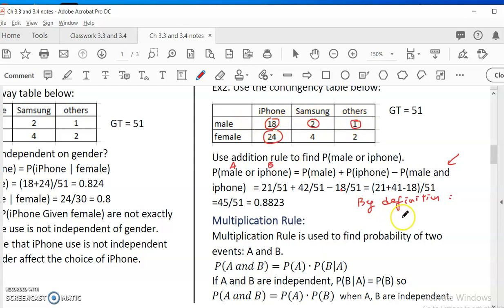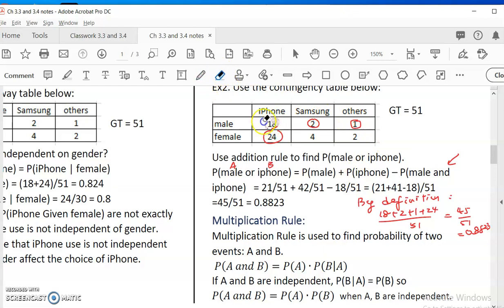Add all the circled numbers together. So that's 18 plus 2 plus 1 plus 24 over the grand total of 51. You'll see that this is 42, 42, 45. 45 over 51 is the same as 0.8823. So you see how, by definition of circling, it's the same as using the addition rule. But if you want to use the addition rule, you can do that too.